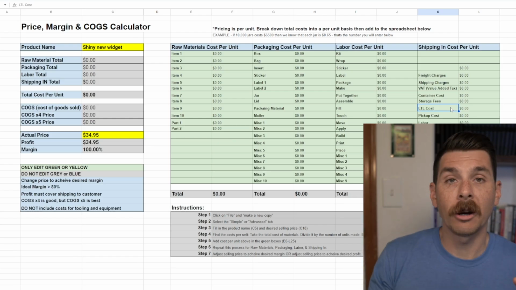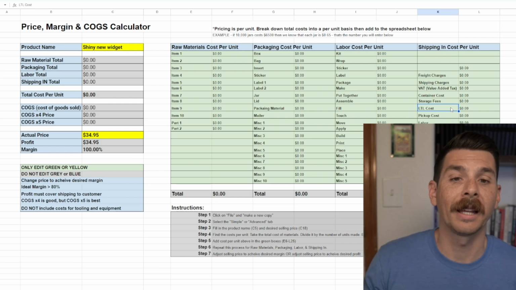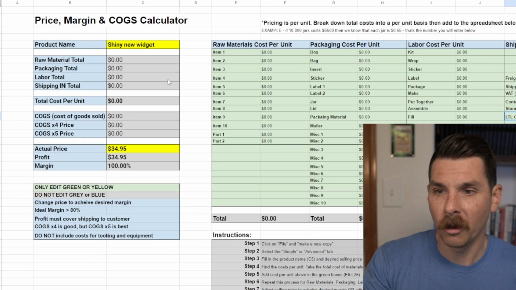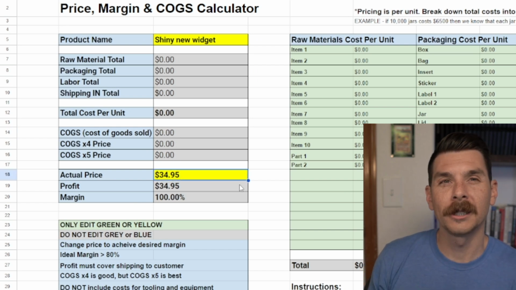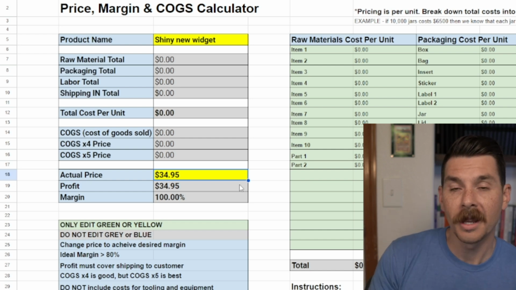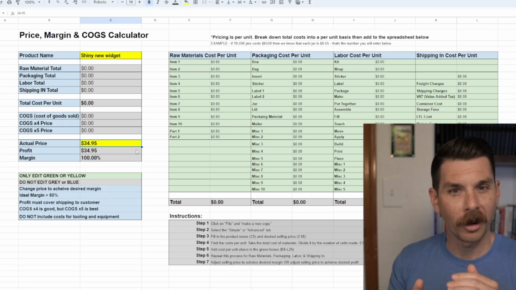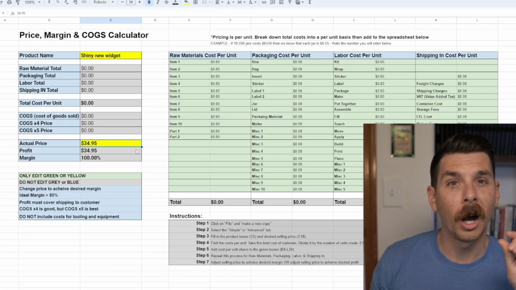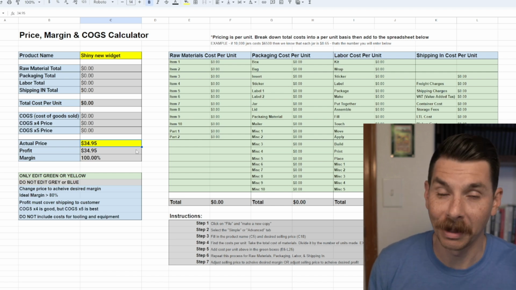Once everything is filled out completely to the best of your abilities, I want you to delete everything that is not involved. Then I want you to come over here and start playing with the cost of goods multiplier by altering the price only. It's the only thing I want you to change, is the green and the yellow. Once you see how it starts to play out and how it starts to work, you will understand how to better price your products and you will be a better business owner because of it.